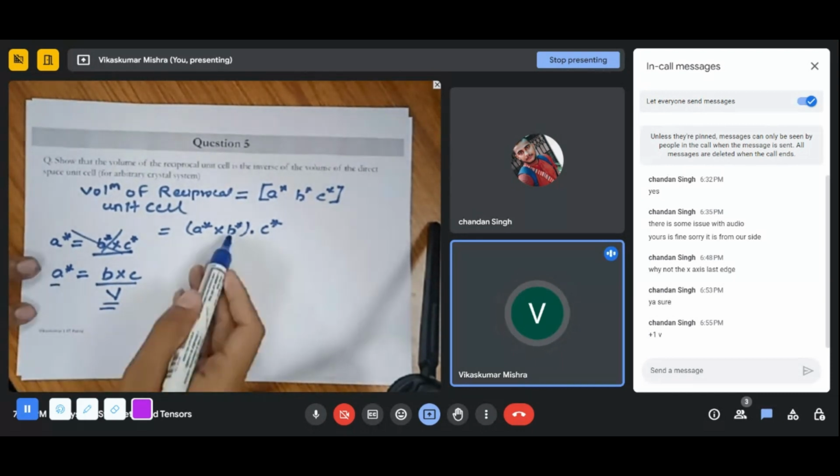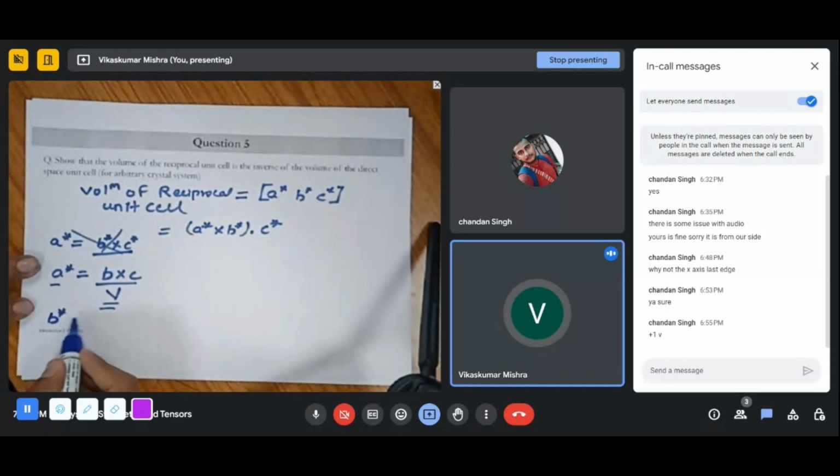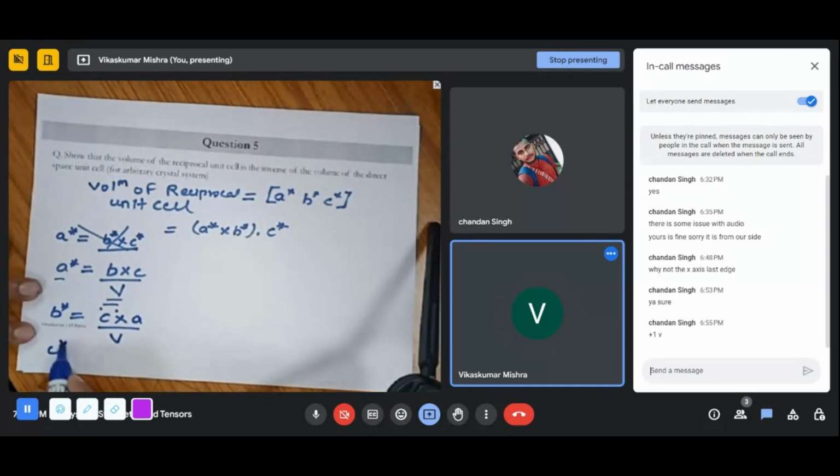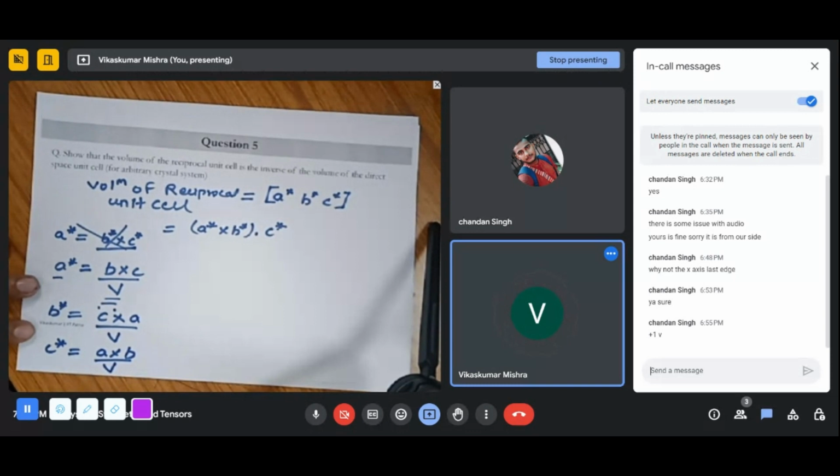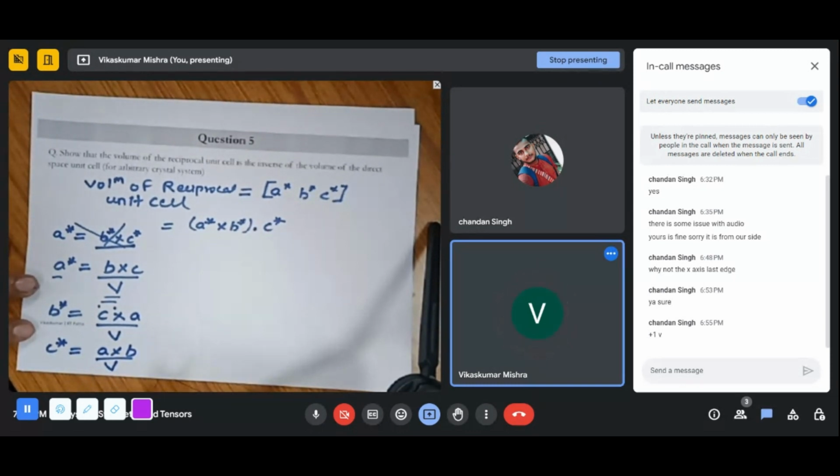In a similar manner, we need to find B star also. So B star will be nothing but C cross A divided by volume. And C star will be equal to A cross B divided by volume. Okay, and that's how it is. So now we have the A star value, B star value, and C star value. We'll just substitute A star, B star, and C star in this particular equation. Let's try to do it.